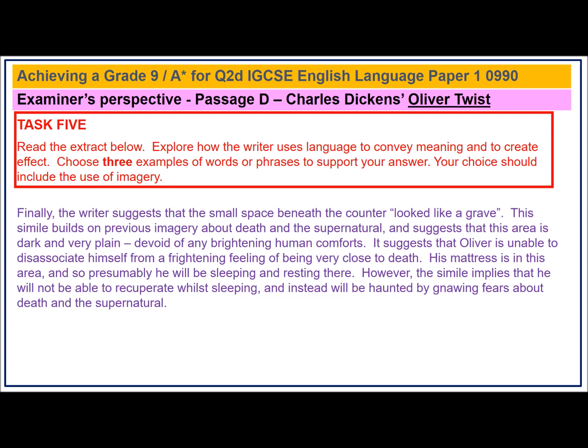It suggests that Oliver is unable to disassociate himself from a frightening feeling of being very close to death. His mattress is in this area, and so presumably he will be sleeping and resting there. However, the simile implies that he would not be able to recuperate while sleeping, and instead will be haunted by gnawing fears about death and the supernatural.